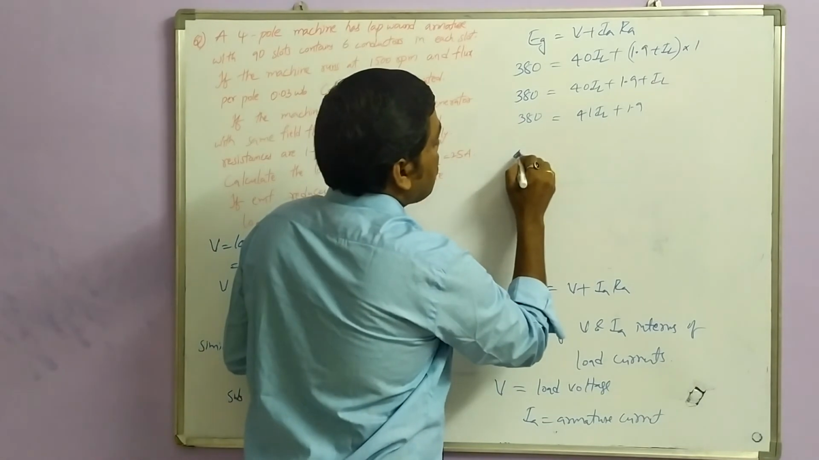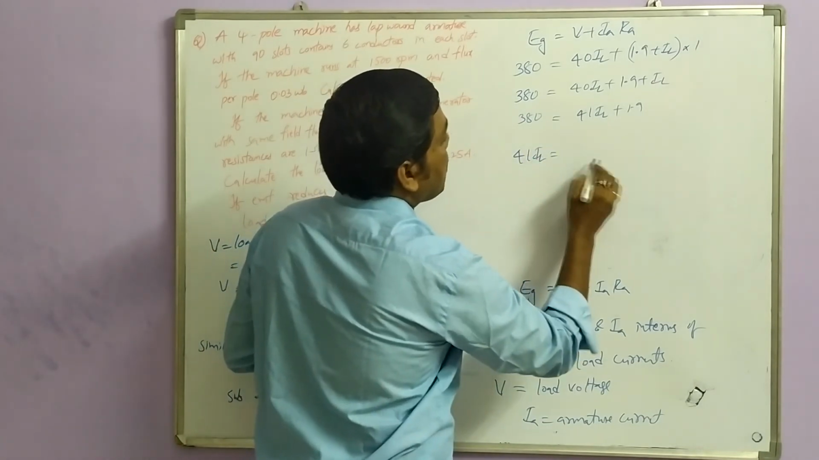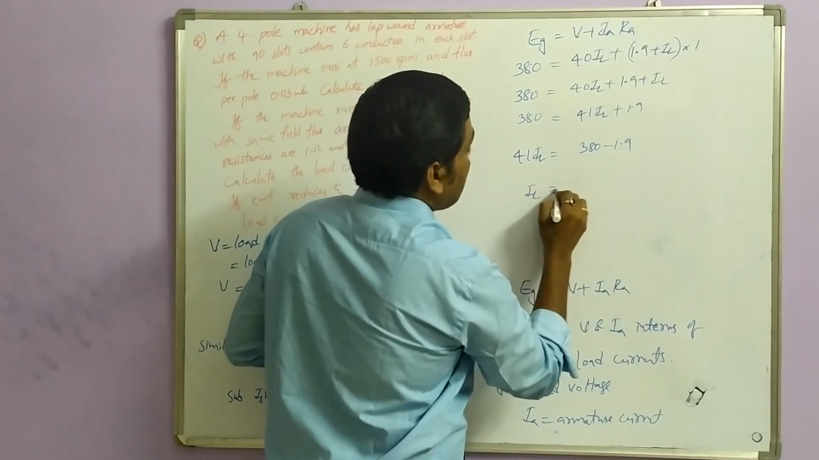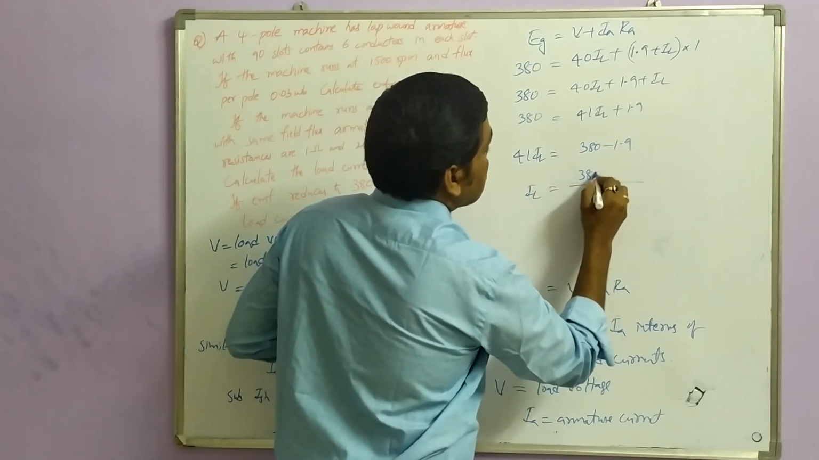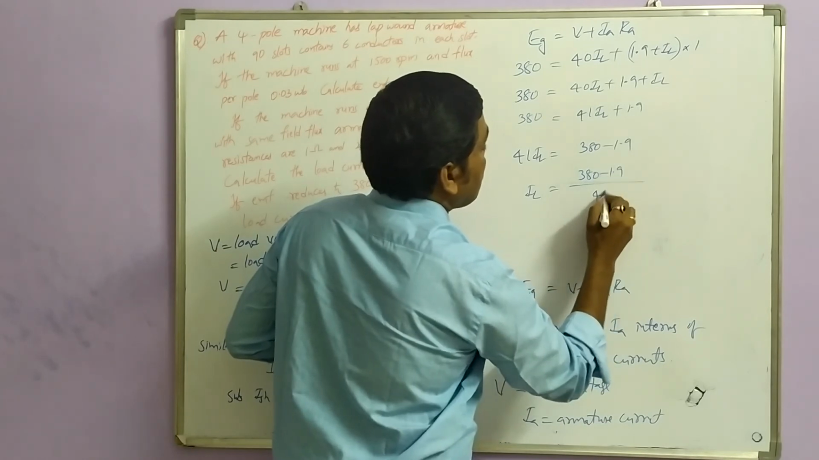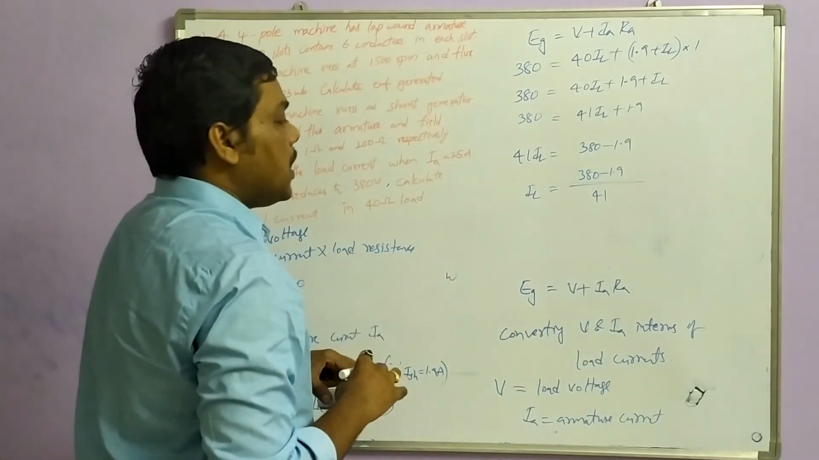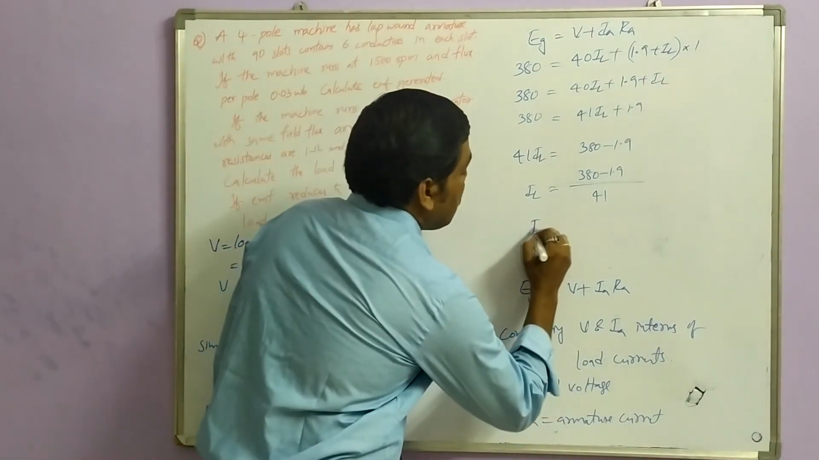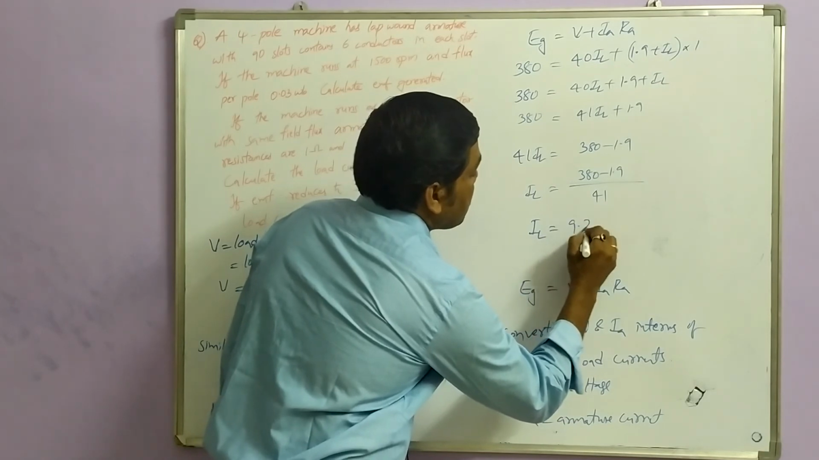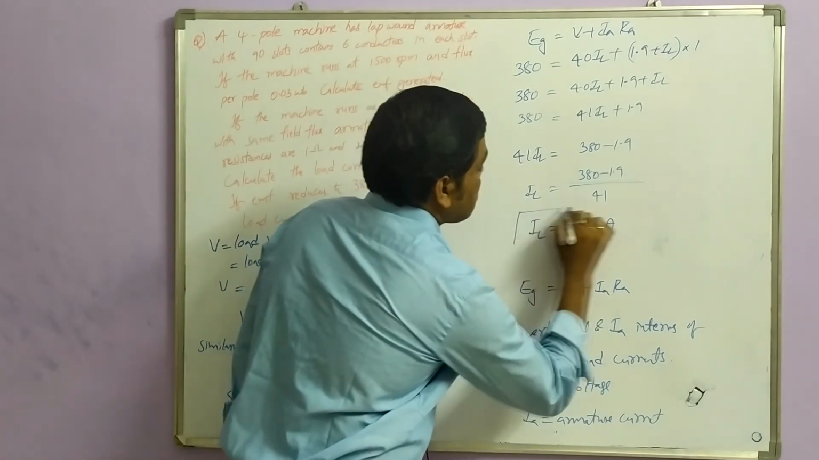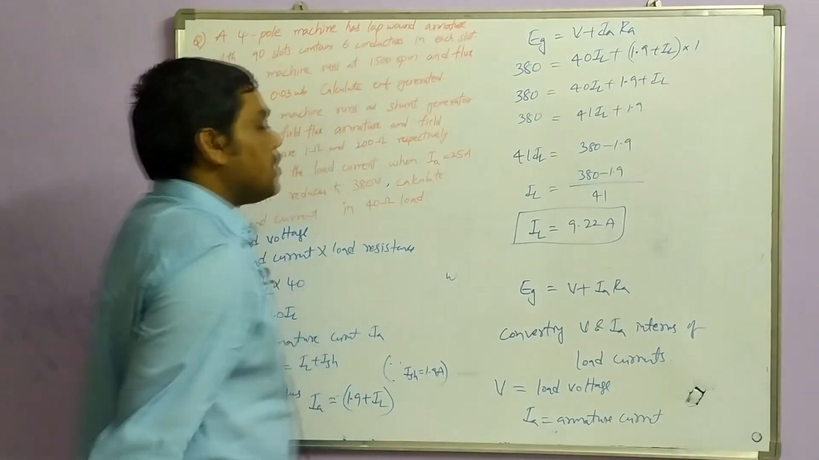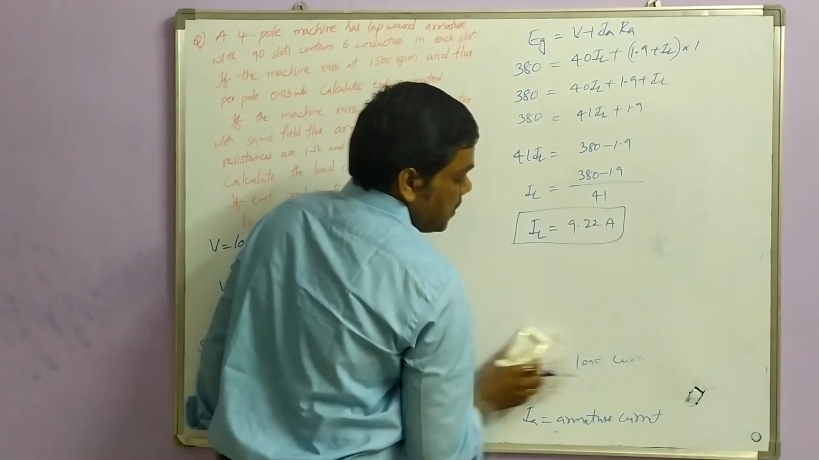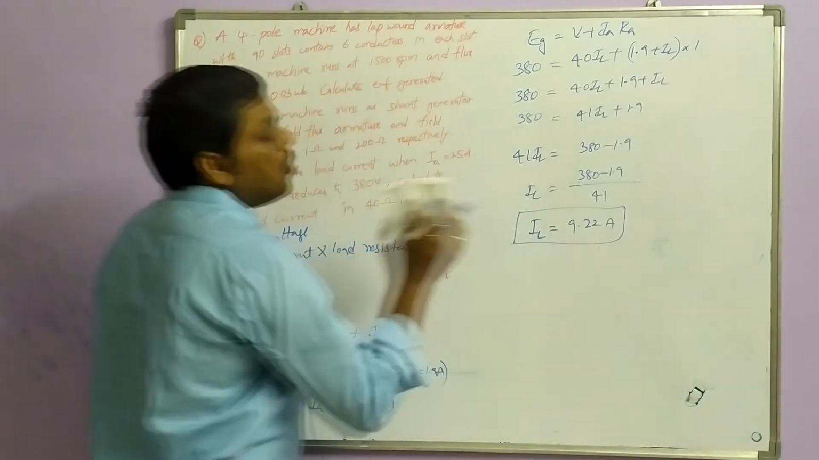Now what is the value of IL? 41 into IL is equal to 380 minus 1.9, and IL is equal to 380 minus 1.9 by 41. So you may get load current of 9.22 amperes. Now this is the solution for this problem in terms of load current.